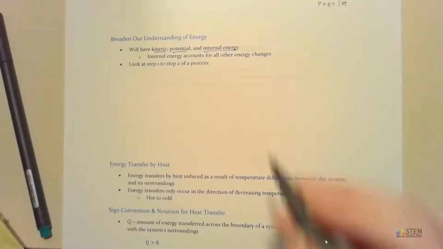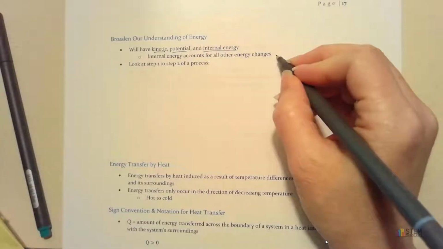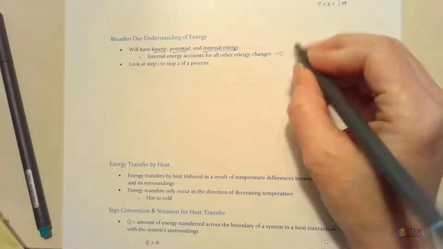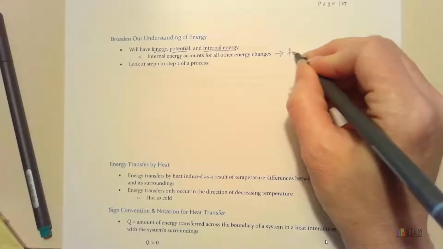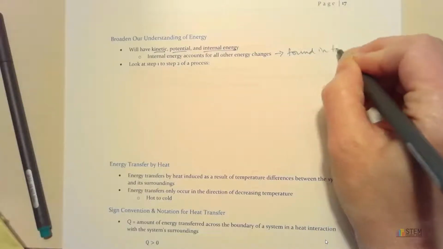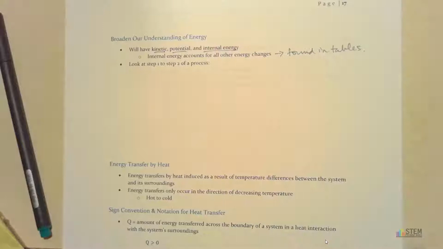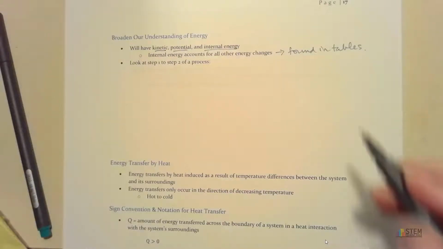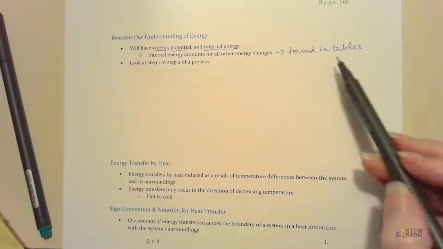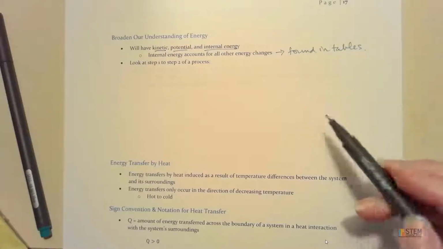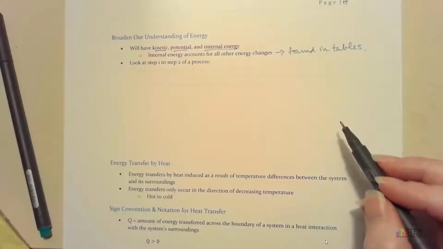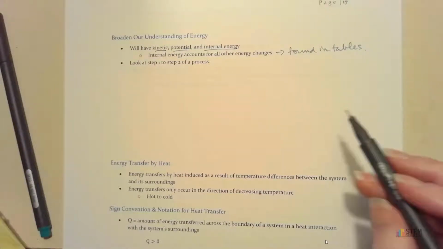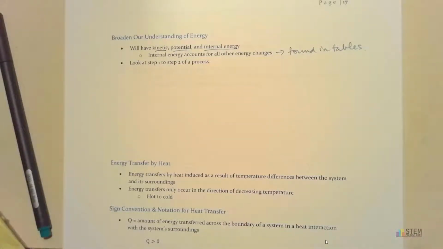Okay, so these changes are typically going to be found in a table, or you'll be asked to solve for them. All right, so we don't necessarily have the 1/2 mv squared equation for internal energy. Okay, so in order to go over how we're going to put all three different types of energy together, let's look from step 1 to step 2 of a process.